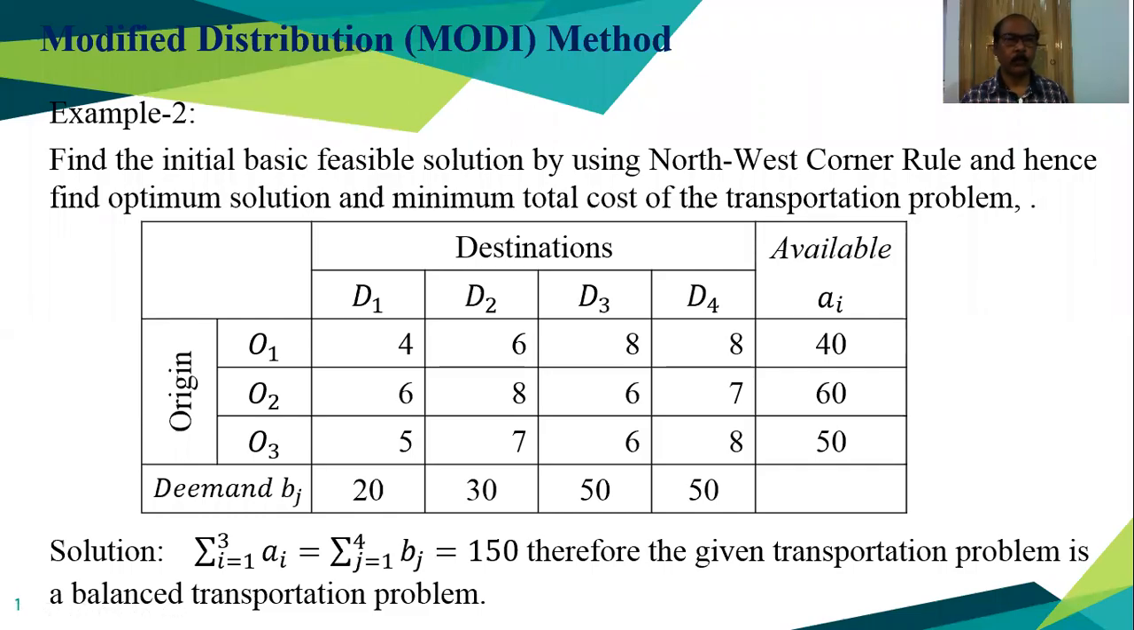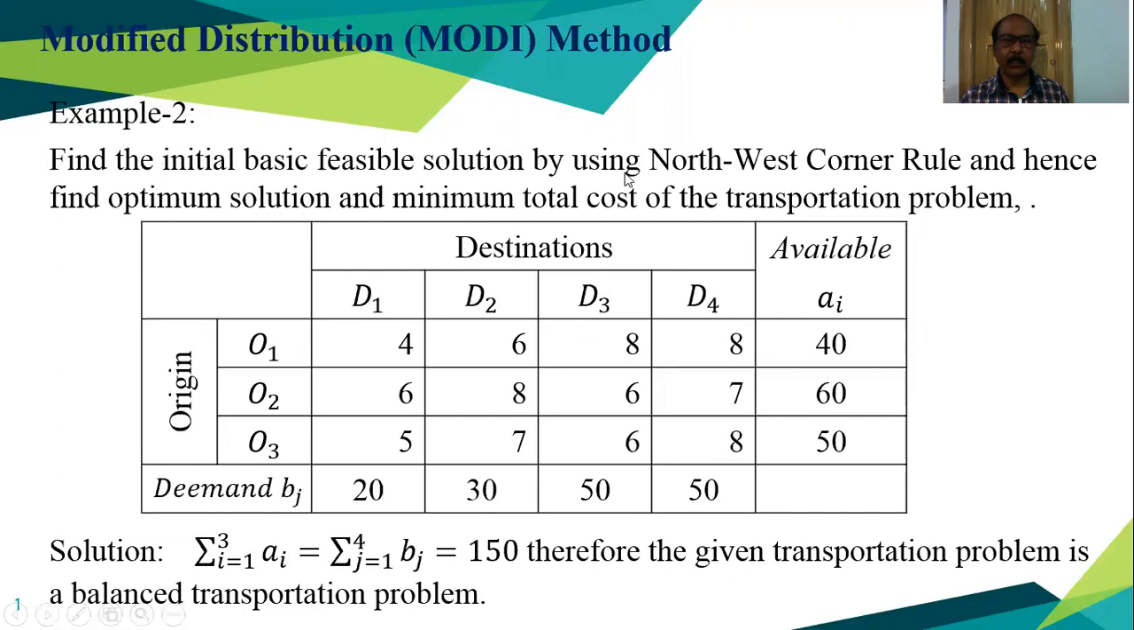Now we are considering another example, example 2, in which we try to find the optimal solution by using the MODI method. For the MODI method, we are considering example 2. First we find the initial basic feasible solution, then with the help of the MODI method, we find the optimal solution by improving step by step.